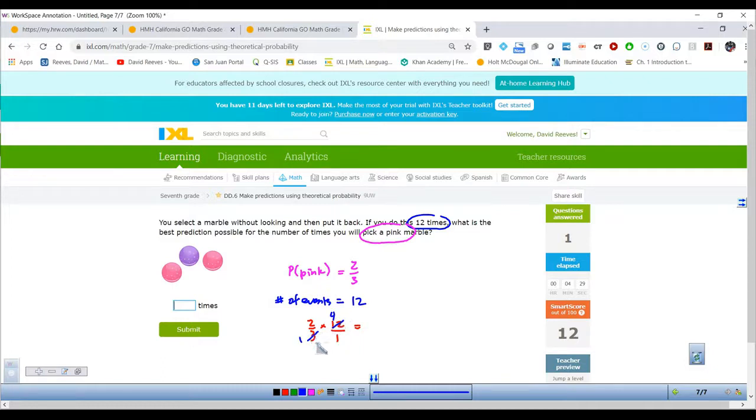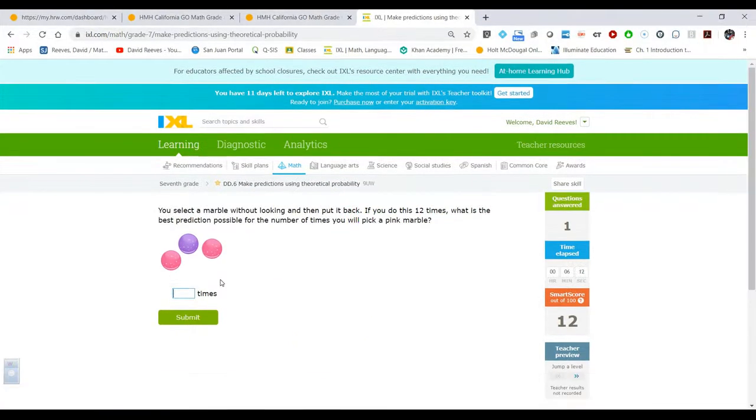3 goes into 3 1 time, by the way. And now when we multiply straight across, we get 2 times 4 is 8 over 1, and it is 8. So out of those 12 times, we would expect 8 times that we would get 2 pink marbles. All right, because 2/3 of 12 is 8. All right, so let's go ahead and skip up to the next level here.